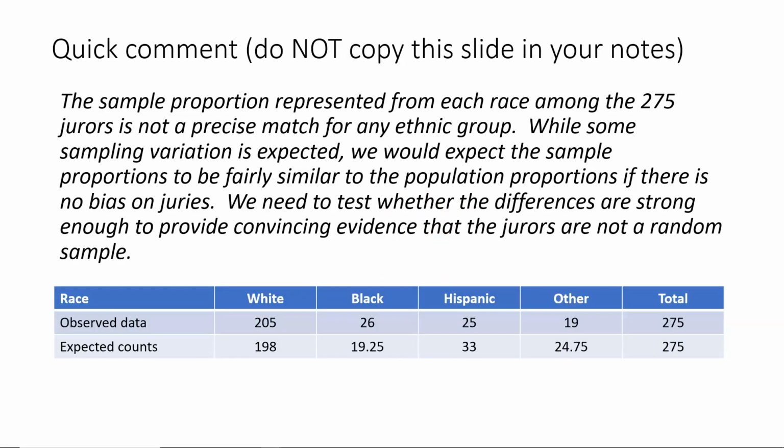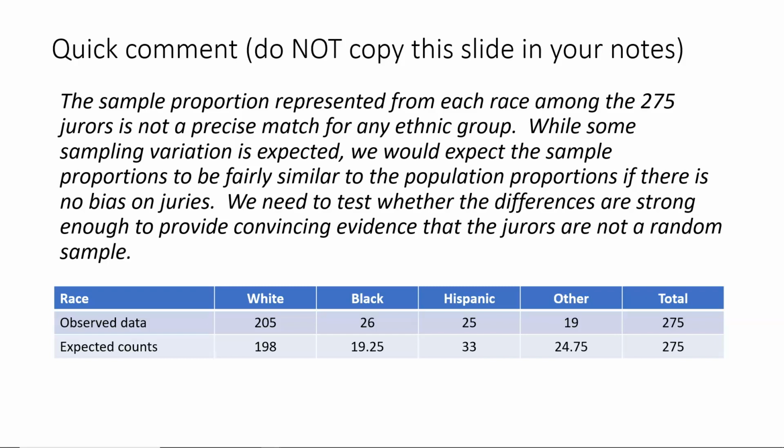Quick comment, and again, you don't need to copy this slide in your notes. The sample proportion represented from each race among the 275 jurors is not a precise match for any ethnic group. While some sampling variation is expected, we would expect the sample proportions to be fairly similar to the population proportions if there is no bias on selecting juries.